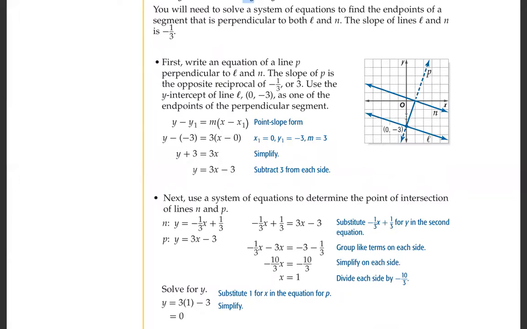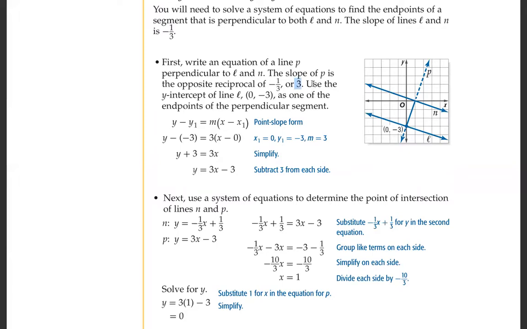Since they're perpendicular, the slope of this line is related to the slope of the original line that we're given. The slope of P is the opposite reciprocal, because the slope of L and N is negative 1/3. Therefore, the slope of P is the opposite reciprocal of it, and the opposite reciprocal of negative 1/3 is 3.